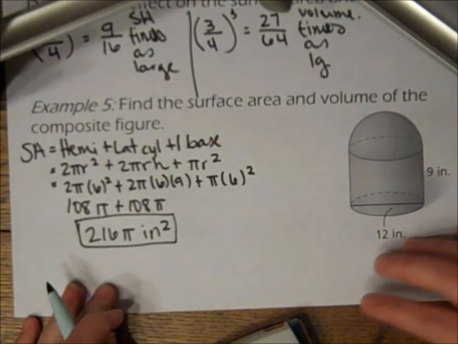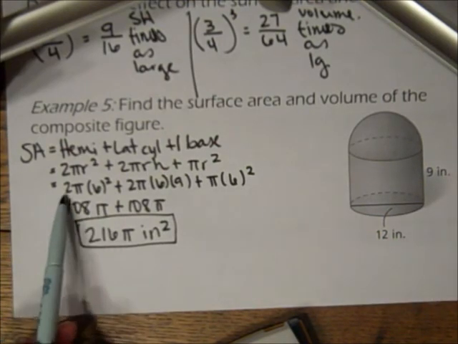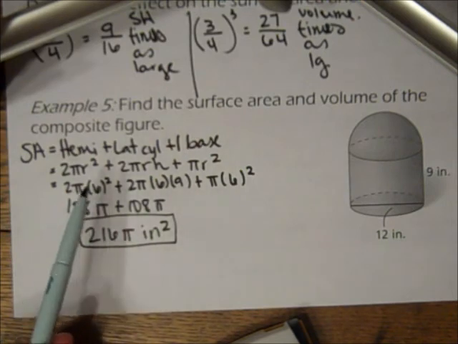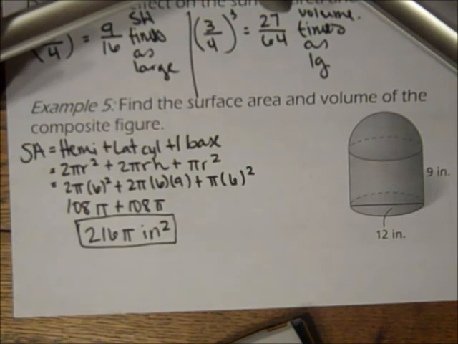I seem to have taken up all my room with surface area. Okay, so I could have just done this all the way across: 2 times 6 squared plus 2 times 6 times 9 plus 6 squared, and then put the pi on it at the end. Whichever way you feel more comfortable.